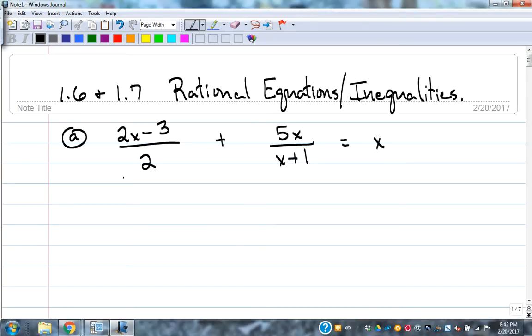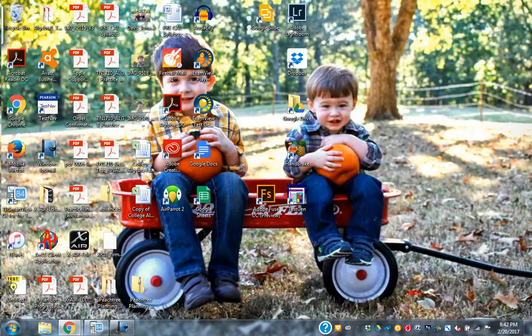Sometimes you gotta go. All right, so rational equations and inequalities, and you can't see that because it's not plugged in. Oh, it's up there. Good deal.